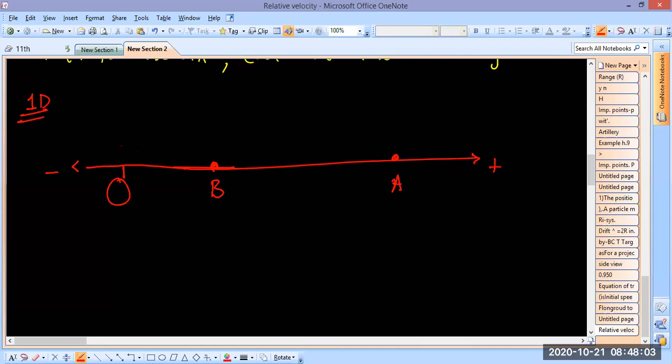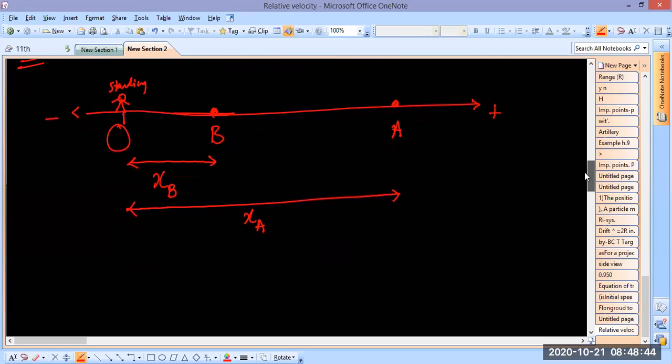Suppose a person is standing at this point O on the ground, fixed, not moving. But particle B, or maybe an ant or some insect, can see that this is moving, and this is also moving. At some point of time, this position is xB, that is the position of B, and at the same point of time, this is xA, that is the position of A.